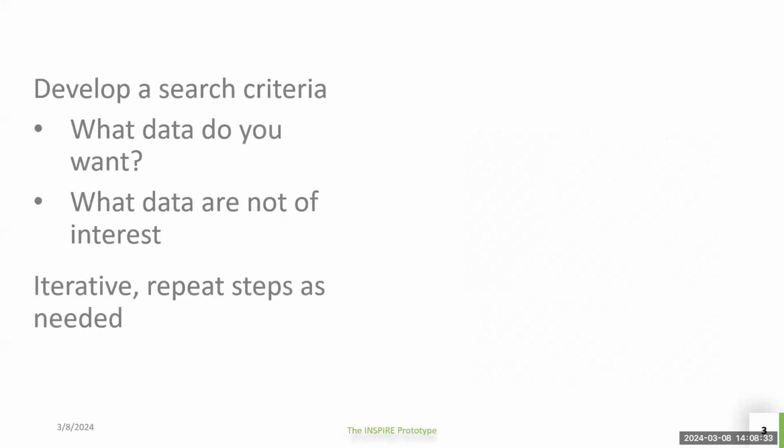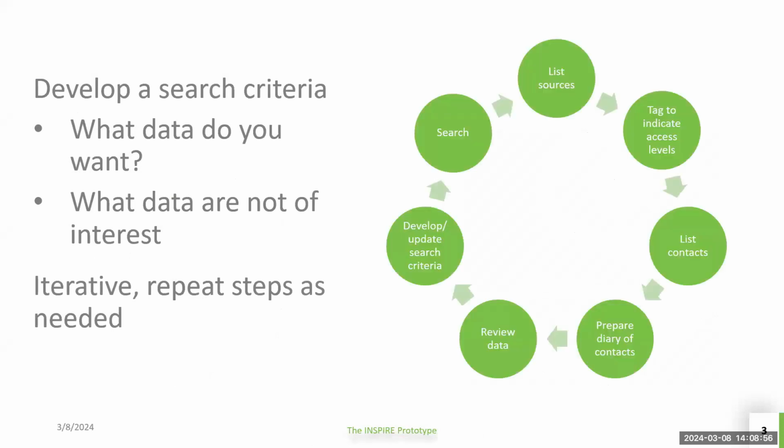So in terms of developing your criteria, this is an important part of the process of sourcing data. You need a criteria that says what data you're looking for and what data you're not interested in to help you focus your search. This on the right gives us more of a full picture in terms of the steps that we recommend for doing this search.